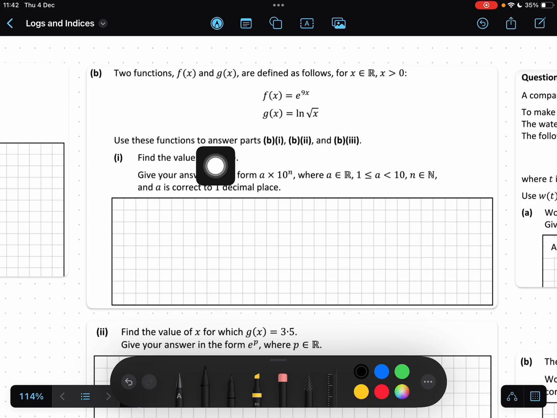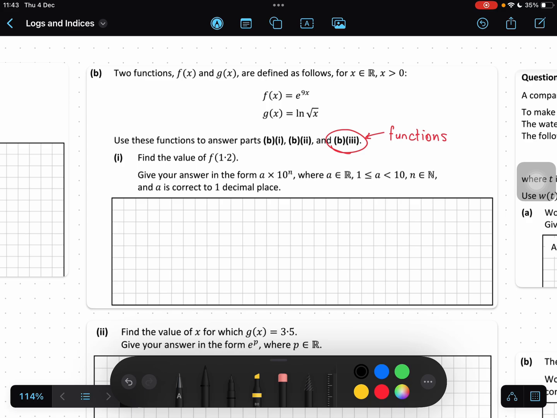Use these functions here to answer parts B, 1, 2 and 3. Now part 3 is more to do with functions, so we won't focus in on it too much until we do functions as a chapter. But parts 1 and 2 are things that we can do.